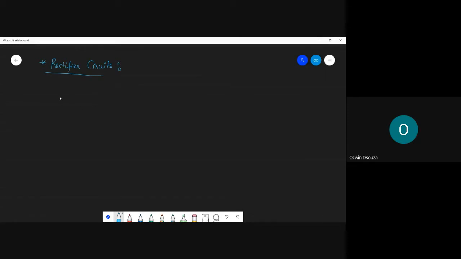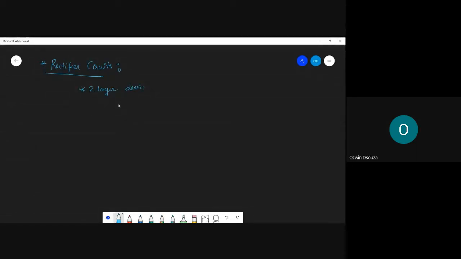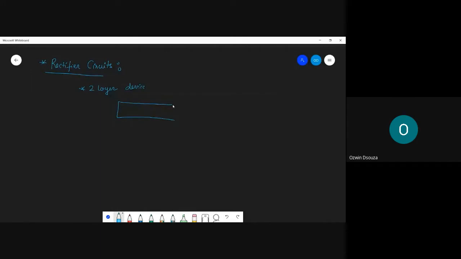Before jumping into rectifier circuits, let us quickly recall a few material properties of a PN junction diode. A diode is a two-layer device. What do you mean by a two-layer device? The diode comprises an N layer and a P layer.